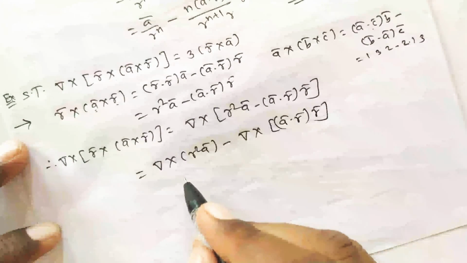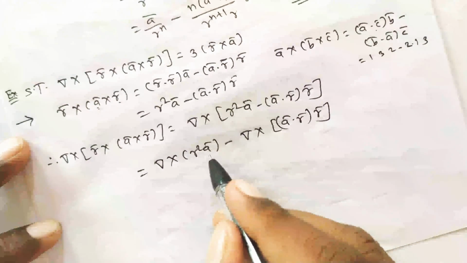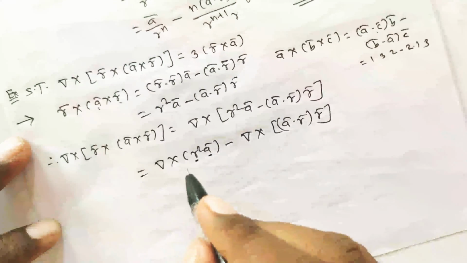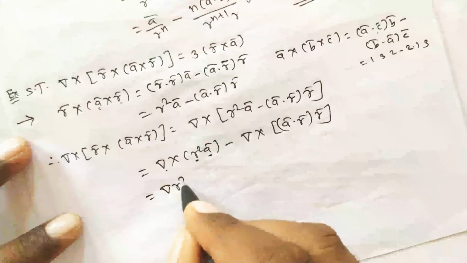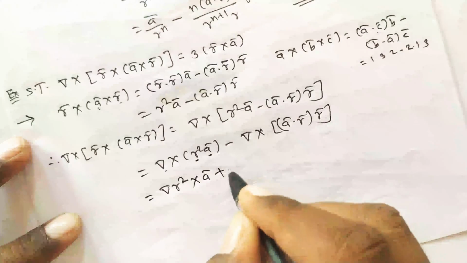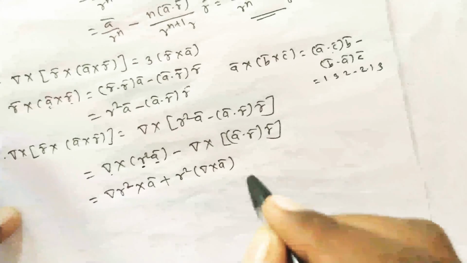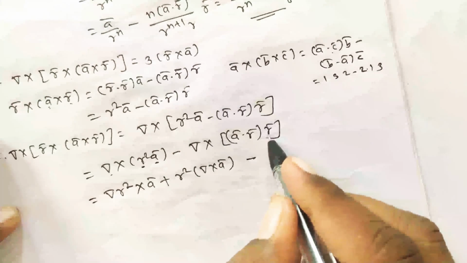How do we solve this? First step, del cross r square into a bar. R square is a scalar quantity, a bar is a vector quantity, so we can use here del cross phi u bar is equal to del phi cross u bar plus phi del cross u bar. That is del of r square cross a bar plus r square into del cross a bar, minus, same here, del cross a bar dot r bar into r bar.